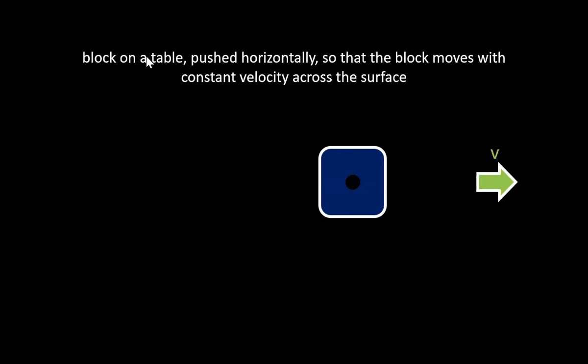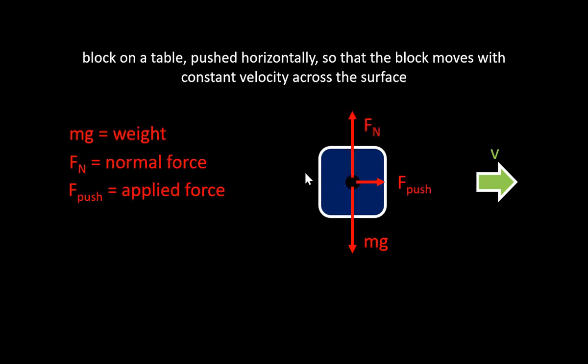All right, next one. Block on a table, push horizontally so that the block moves at constant velocity. Oh, we just did this one both yesterday and today, right? So we got the weight, the normal force, the applied force, and the friction force. Okay, so now it's just sliding, right? Oh, but hang on a minute. That one looks identical to the previous slide. In the previous slide, it was at rest. And this one, it's sliding.